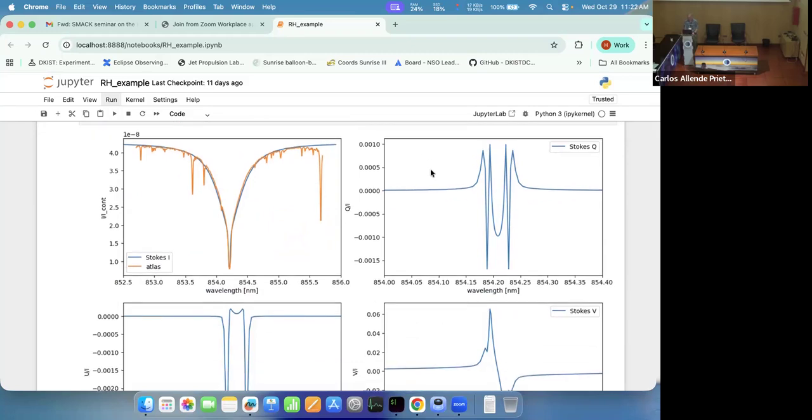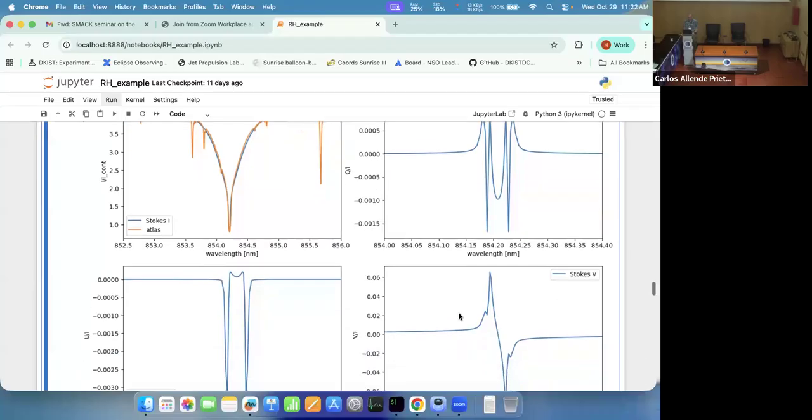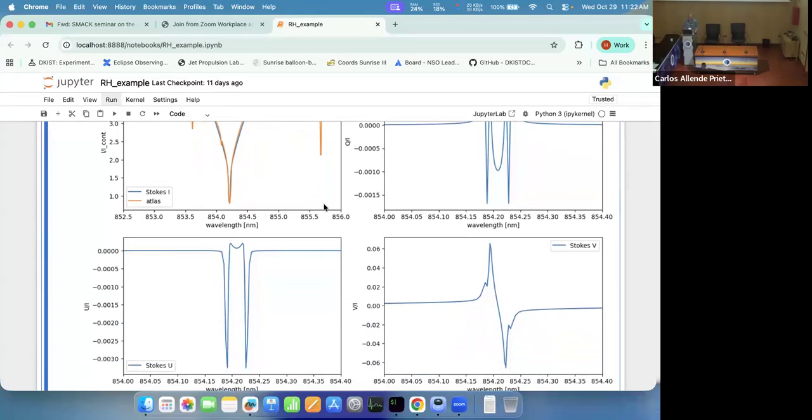And then there are the Q, U, and V Stokes profiles for, I think this was a 1500 Gauss magnetic field, or maybe 500, at a 45-degree angle, so that I also have Q and U.